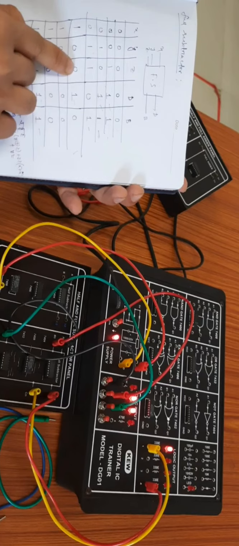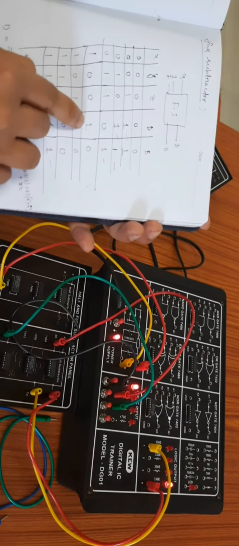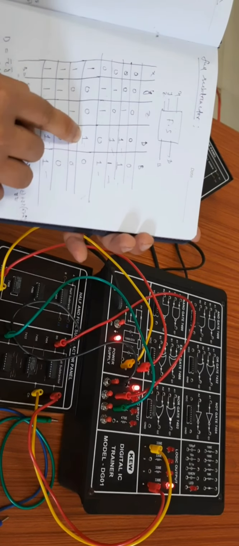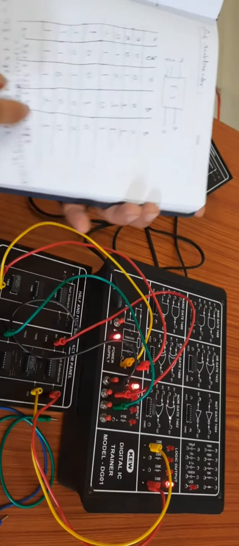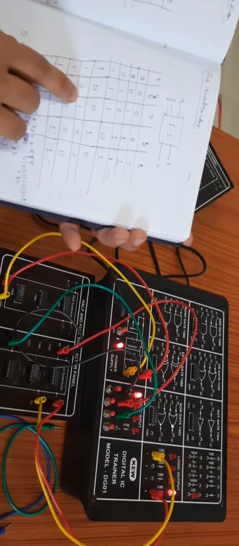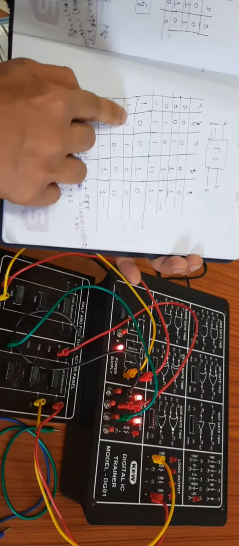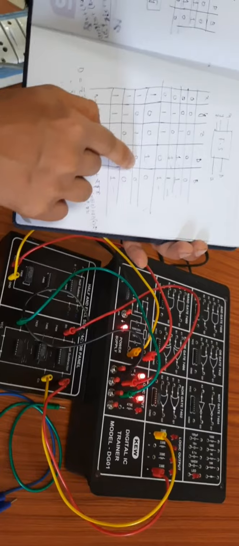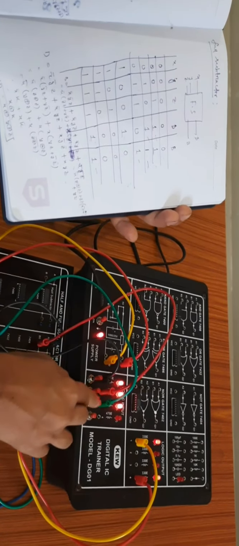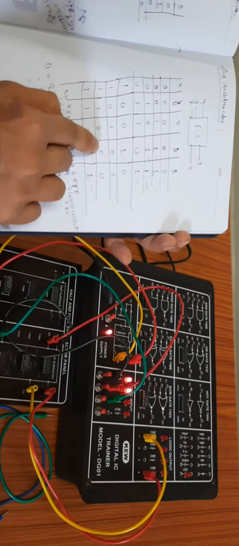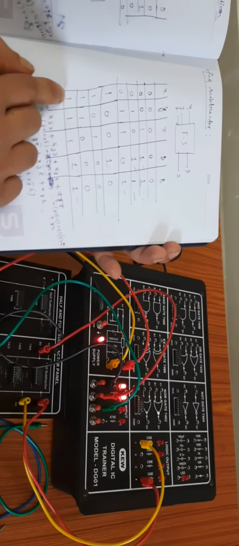Next, 1 0 0: the difference bit is 1 and the borrow bit is 0. Next, 1 0 1: the difference is 0, the borrow is also 0. For 1 1 0, both are 0: the difference bit is 0 and the borrow bit is also 0.